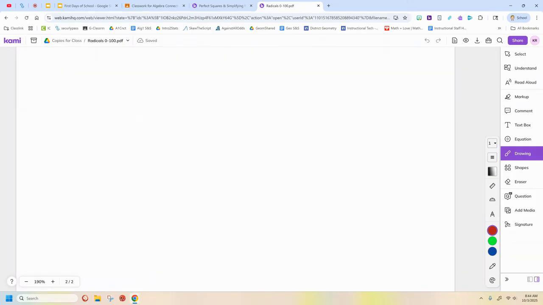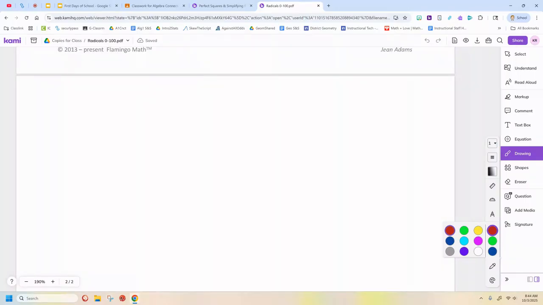So on the back, we're going to write our perfect square list along the top. So we know that these numbers are special. 1, 4, 9, 16. This is our perfect square list, right? 25, 36, and then 49. So I'm going to stop at 49 because we're going to do the square root of 50.